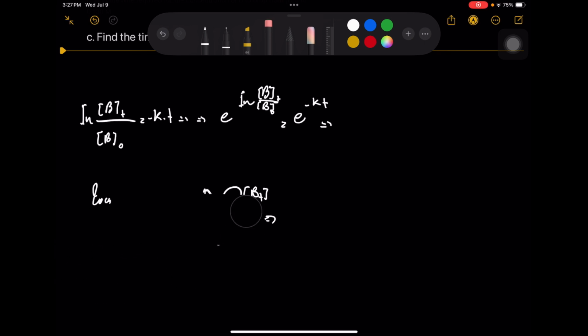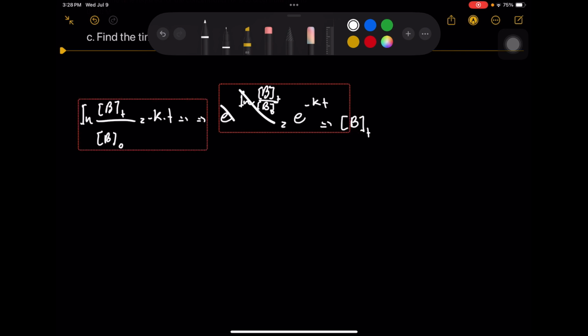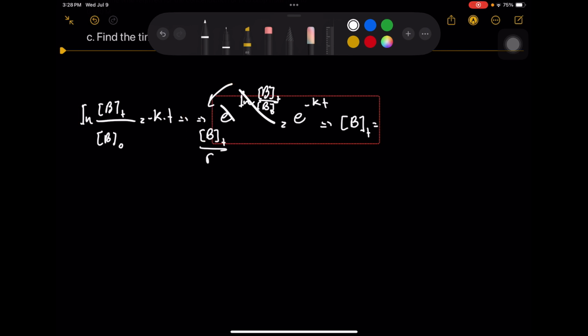Let me just write, so these would cancel each other out, and it would be concentration of B. Sorry guys, I haven't solved them, so I'm trying to be sure. That's why I'm pausing. And so it's just, this one goes here, Bt over B0 equals e to the negative kt.